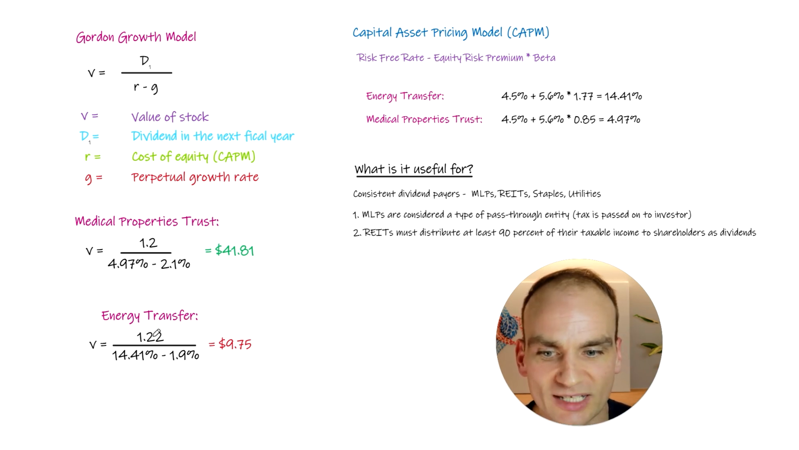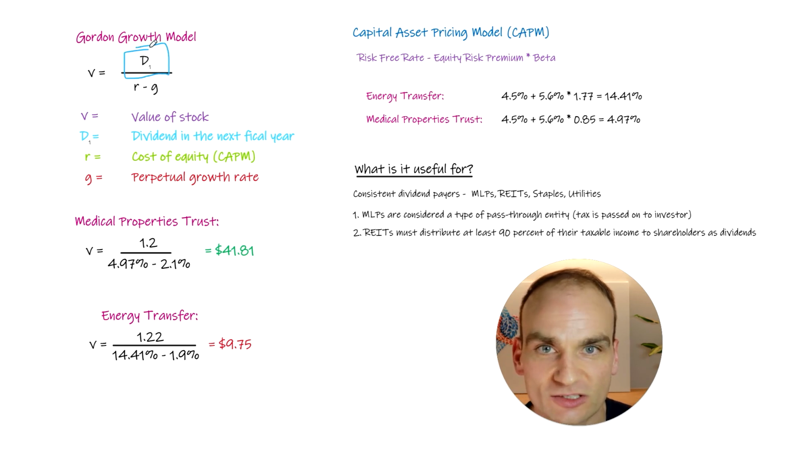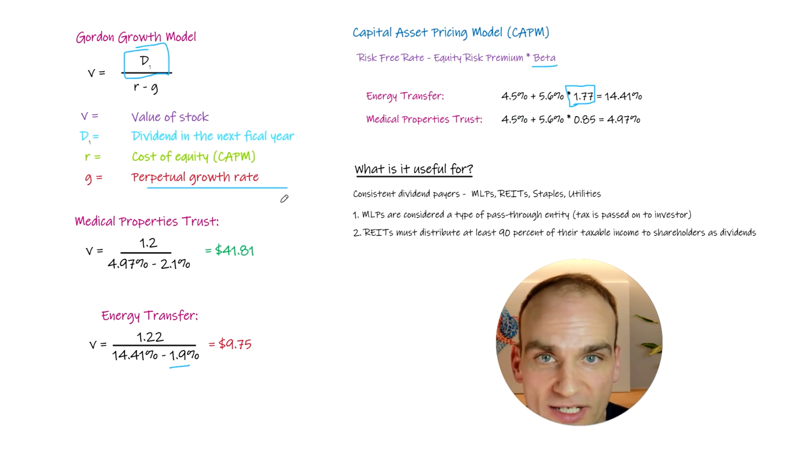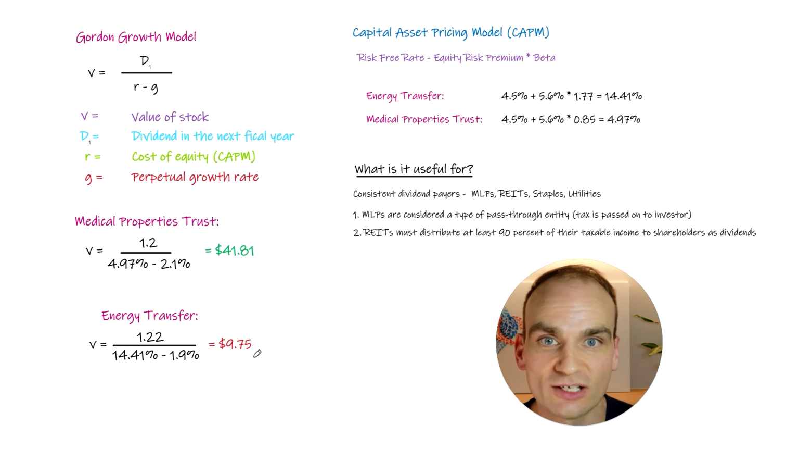So when we input that data, $1.22 is the dividend expected for next year. We've got a much higher cost of equity because it has a higher volatility based on its beta. And when we subtract the 1.9% perpetual growth rate of the dividend, we end up with $9.75, suggesting that the company is overvalued, trading above $12 per share.